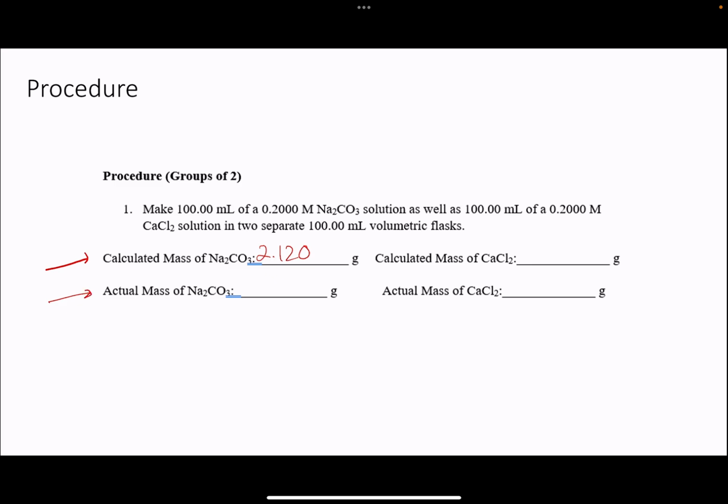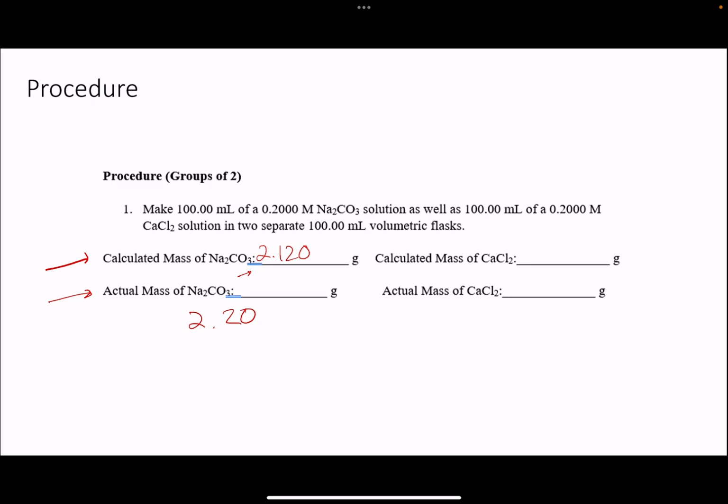The reason we have calculated versus actual mass is for specific reasons. We have the calculated mass, we just figured that out. But the actual mass is there because it's very unlikely that when we go to the balance and try to weigh out exactly 2.120, we're going to land exactly on that number. And if you do, great, good for you. But it's more likely that, let's say you scoop it out and land on 2.2, right?